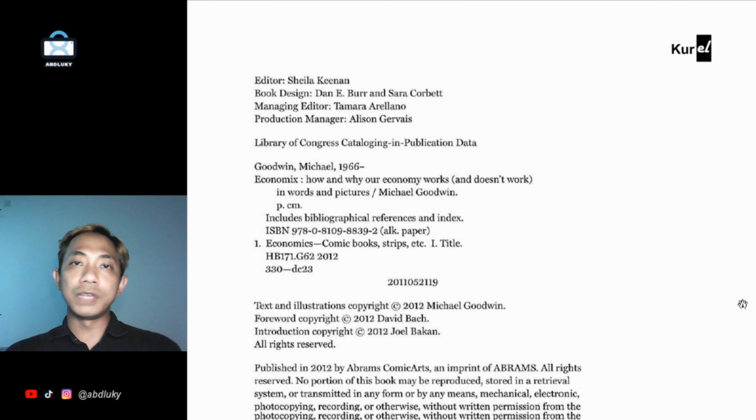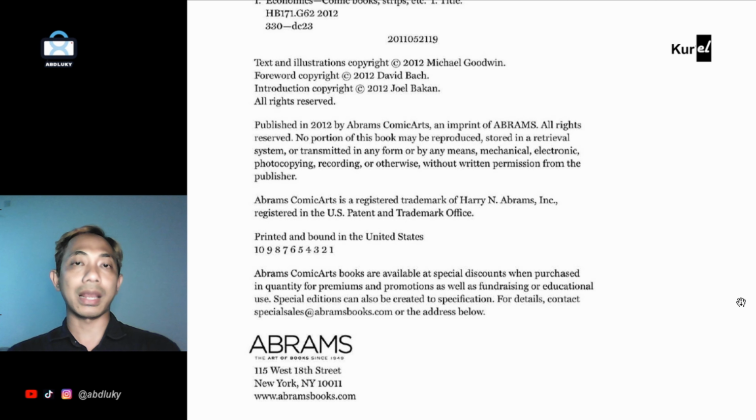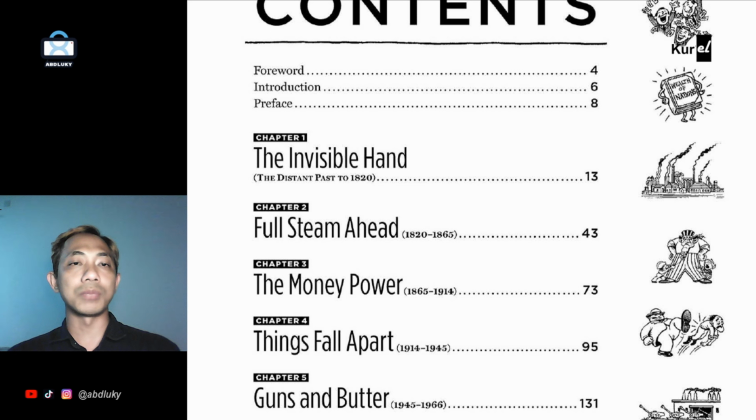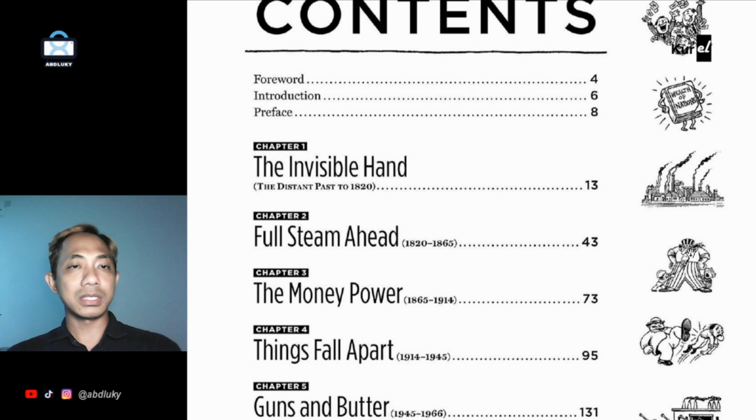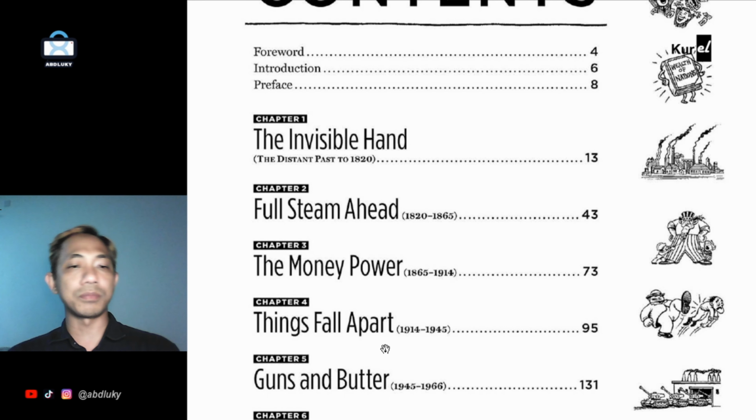This will be made into several videos. I will make short videos about these comics. There are some chapters here. Chapter 1 is The Invisible Hand. Chapter 2, Full Steam Ahead. And then Chapter 3, Money Power, Things Fall Apart.